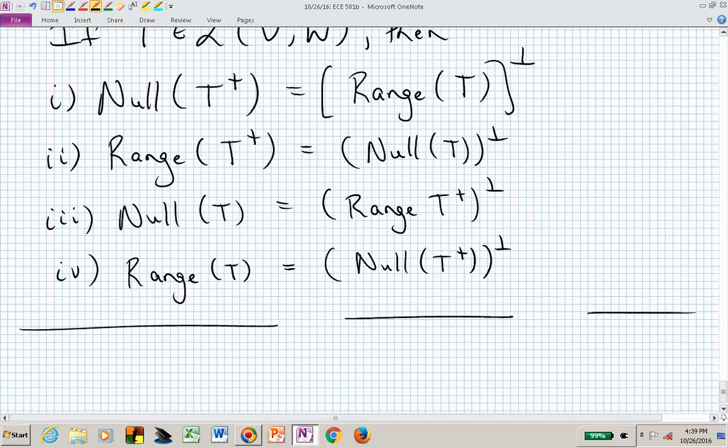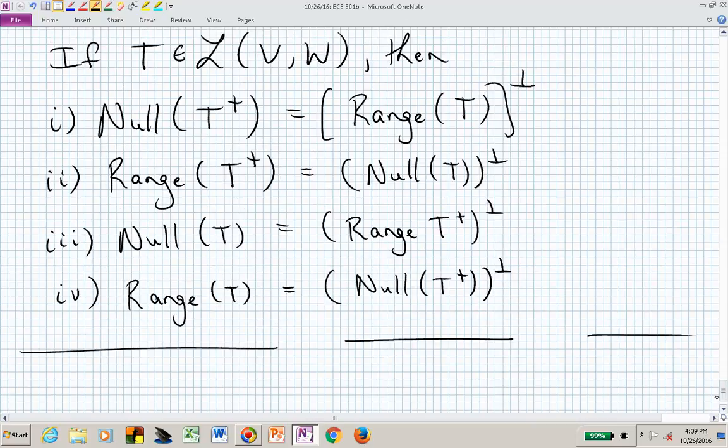And if you look at this, for example, what happens to 1 and 4? How are 1 and 4 related? Maybe you should just interchange one of those left sides and right sides with each other. Let's say we take number 4 and interchange the left and right. Then we have the range of T on the right and the orthogonal complement of the null space of T dagger. They're just orthogonal complements, aren't they? So 1 and 4 are really connected.